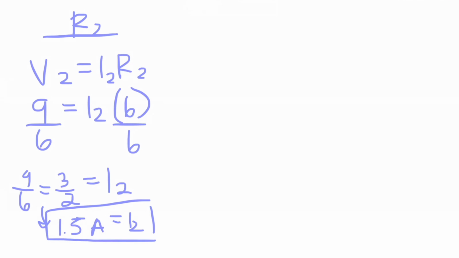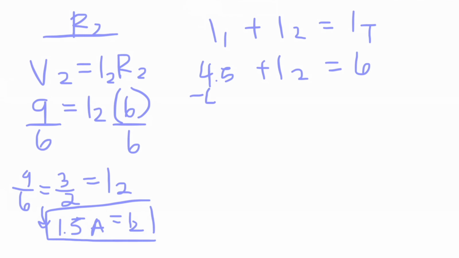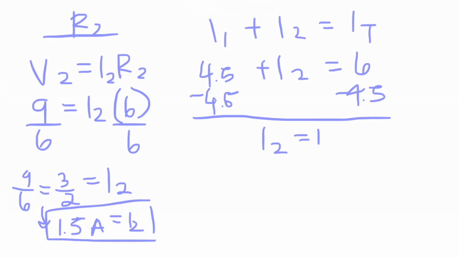Another way to calculate the current through resistor 2 is to remember that the current through each resistor in a parallel circuit has to add up to the total current of the whole circuit. So I1 plus I2 needs to equal I total. Recall that the first current that we calculated through R1 was 4.5, and say that we don't know I2, but we also calculated that the total current through the circuit was 6 amps. So then if you subtract each side by 4.5, you'll end up getting that I2 is equal to 1.5 amps.